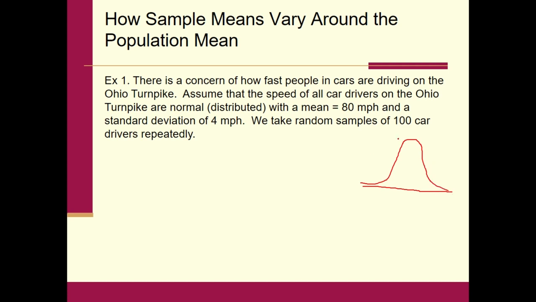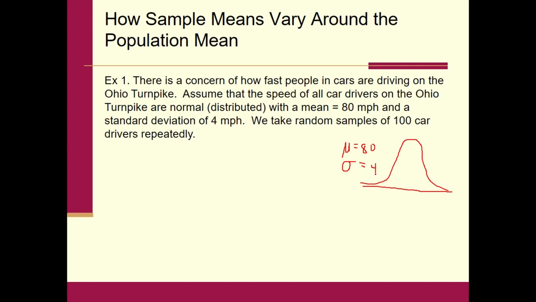So here are all the X's. And what do we find out? It says it has a mean of 80, so since it's all the cars, that's mu. Mu is equal to 80. And a standard deviation, since it's for all of them, that's sigma. That's equal to 4.